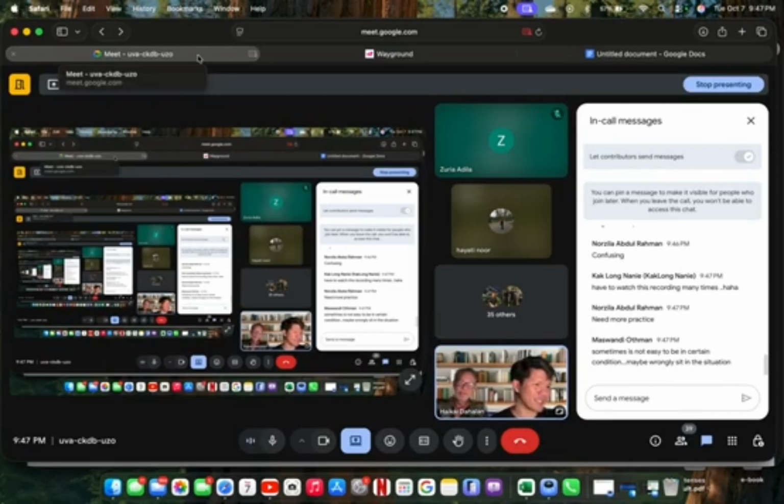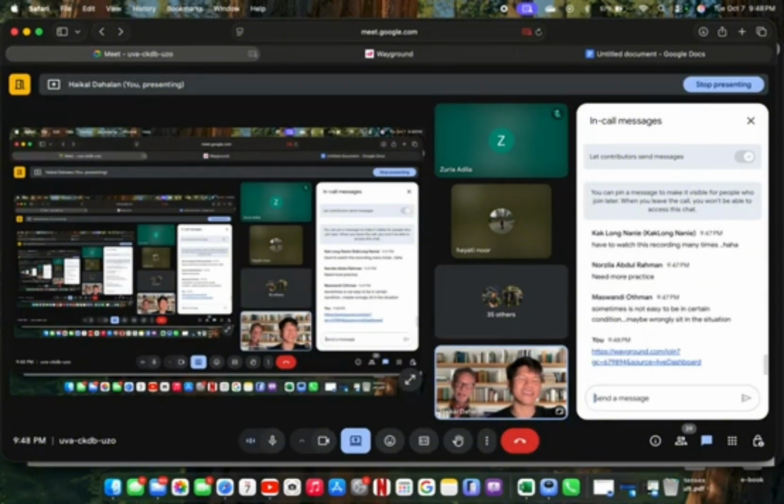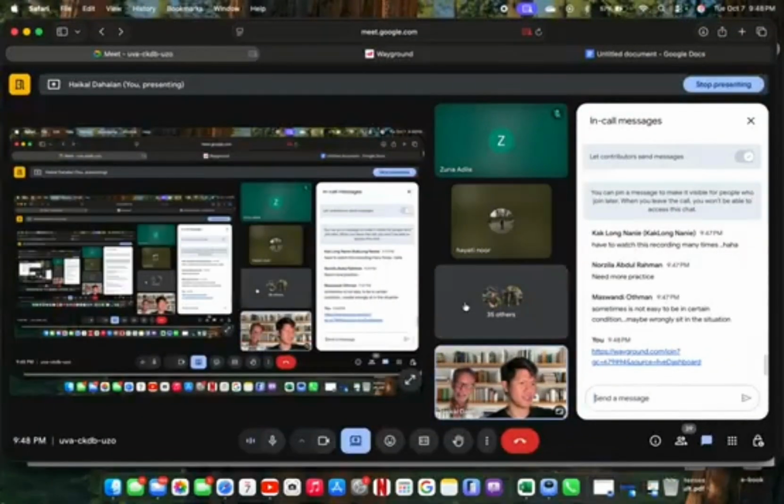Sometimes it's not easy to be in a certain condition. Yeah, sometimes it can be right, sometimes we're like, oh, it makes sense. That's one thing that I think is quite interesting about English sometimes. Okay, you guys may try to join. And then let me share another quiz with all of you here on the WhatsApp.